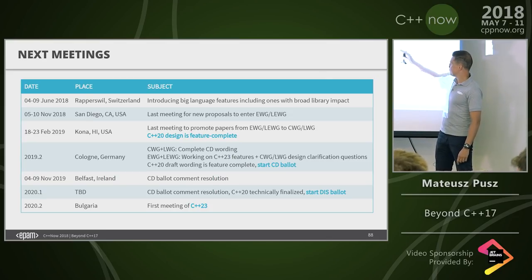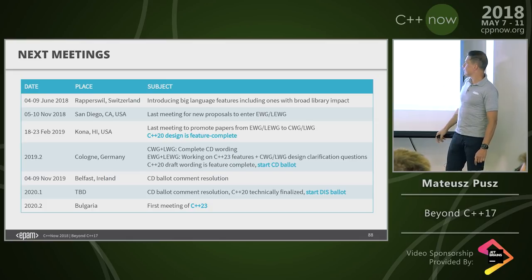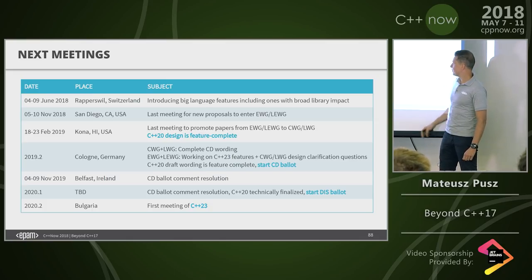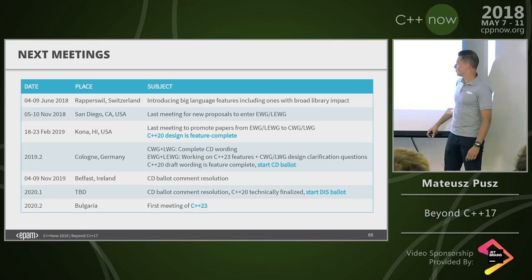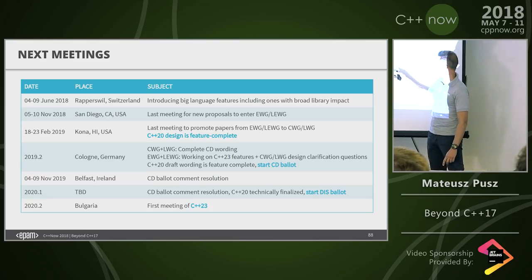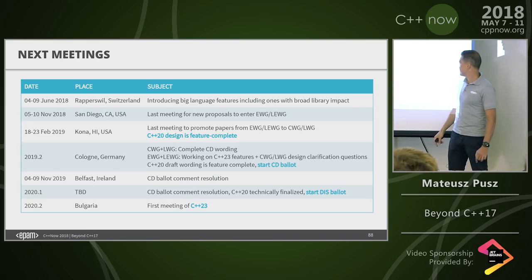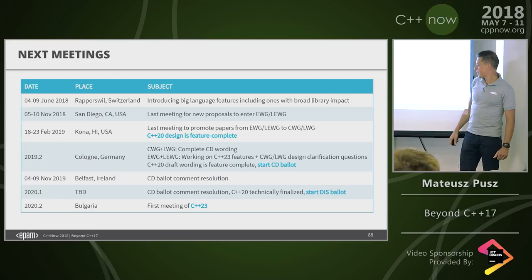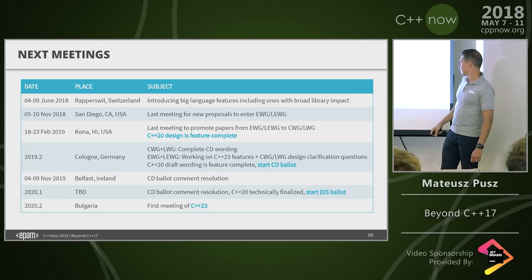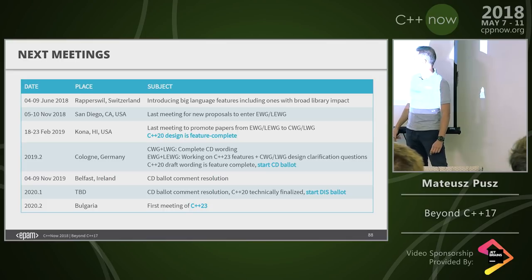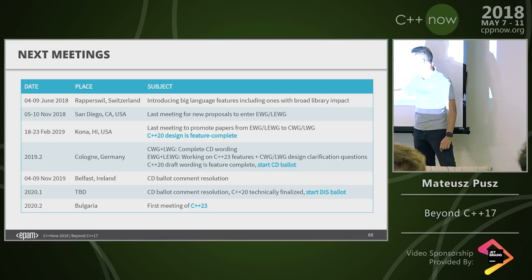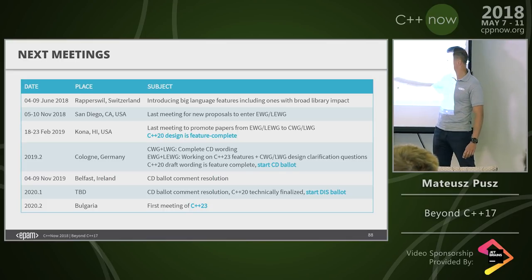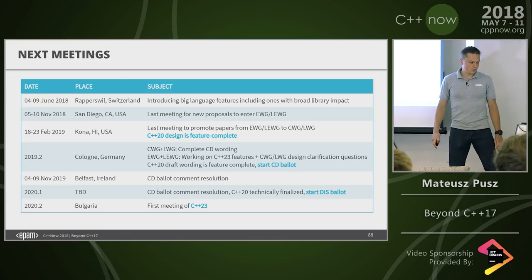And then we will pass things to wording groups in Kona. And from then on, the international ballot will start for the official document, and evolution groups will soon after start working on C++23 features. And we expect to release the version in 2020, and from the second meeting, probably somewhere in the vacation period in Bulgaria, we'll start working on 23.